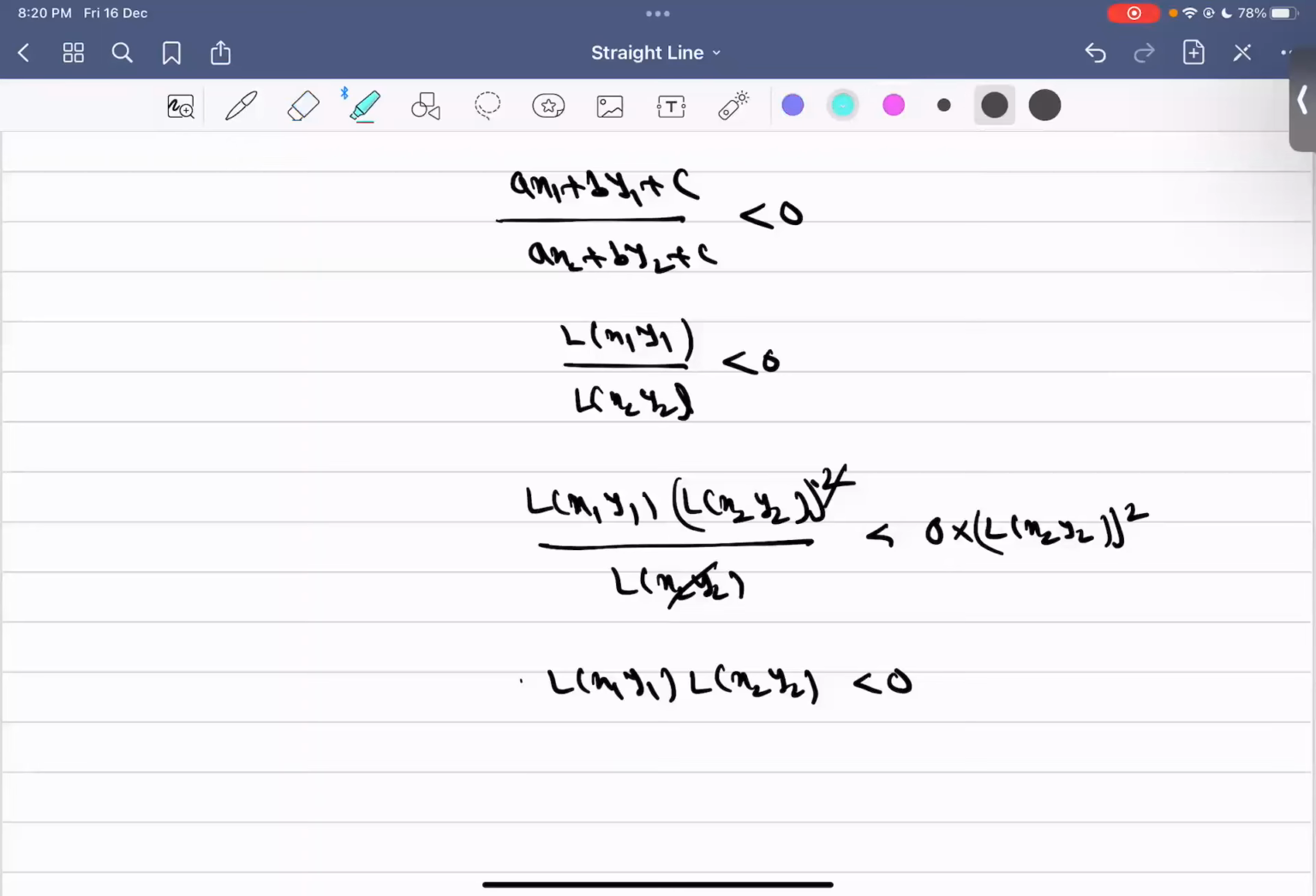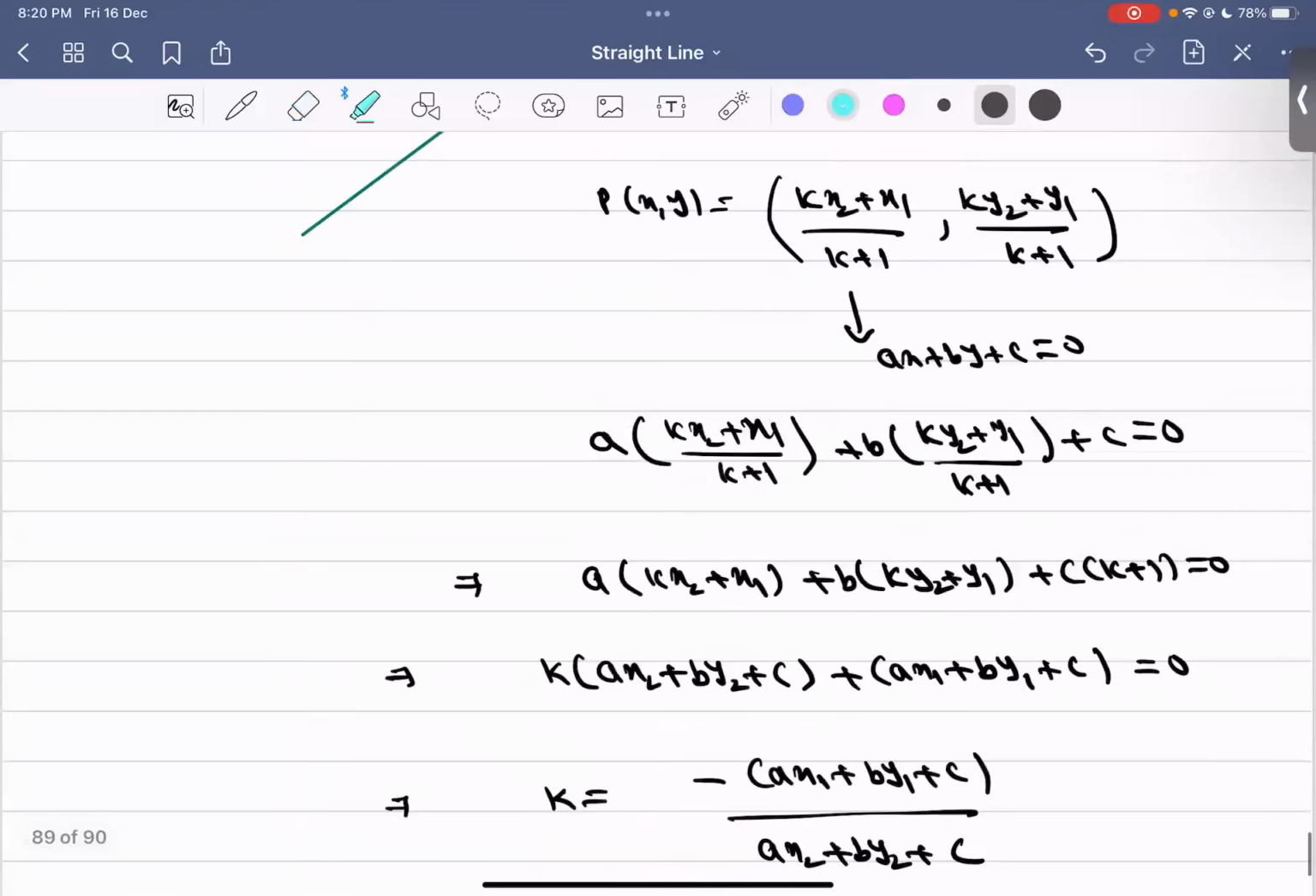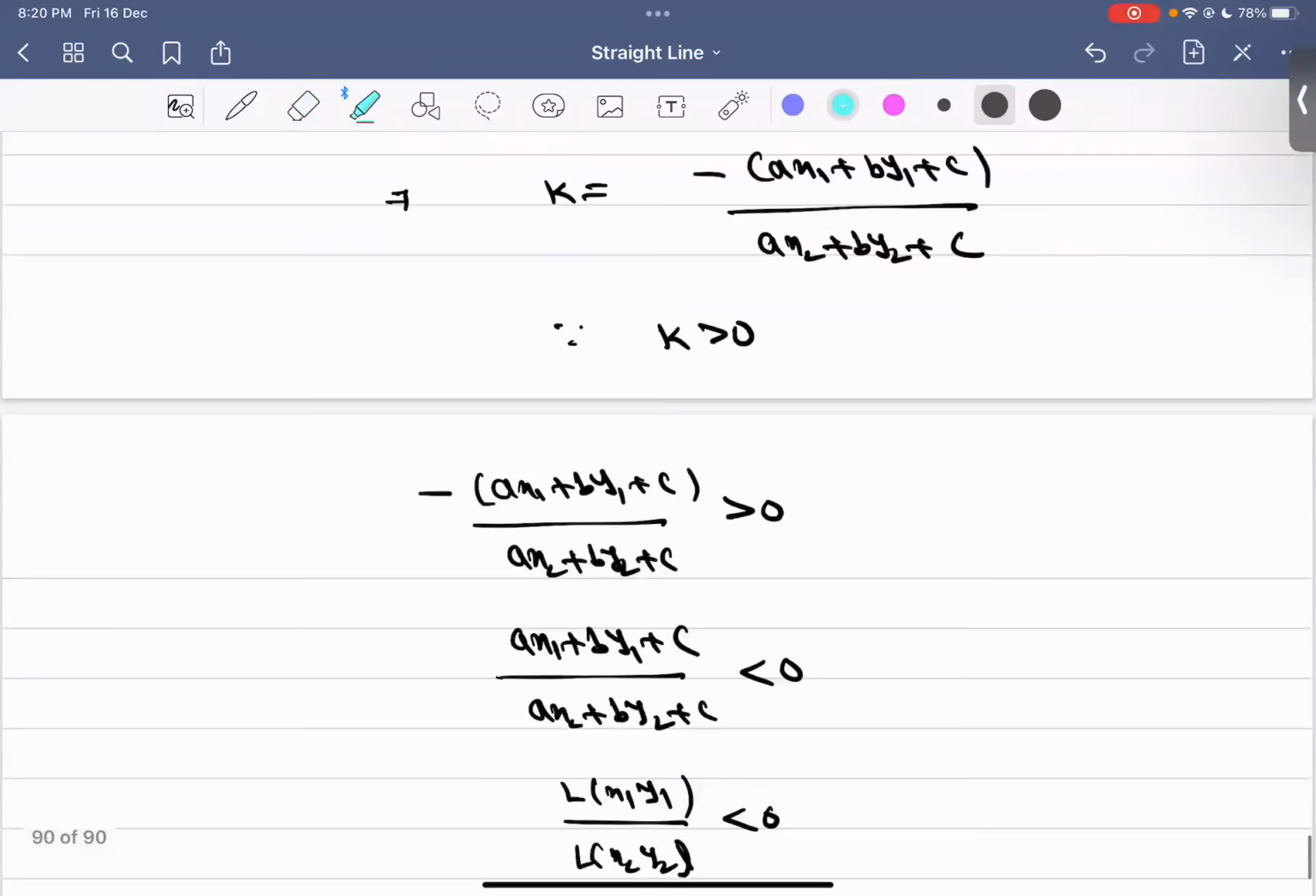Therefore, this is the condition for if the 2 points lie on either side of the line. Then L of x1 y1 into L of x2 y2 is negative. Clear? This result.